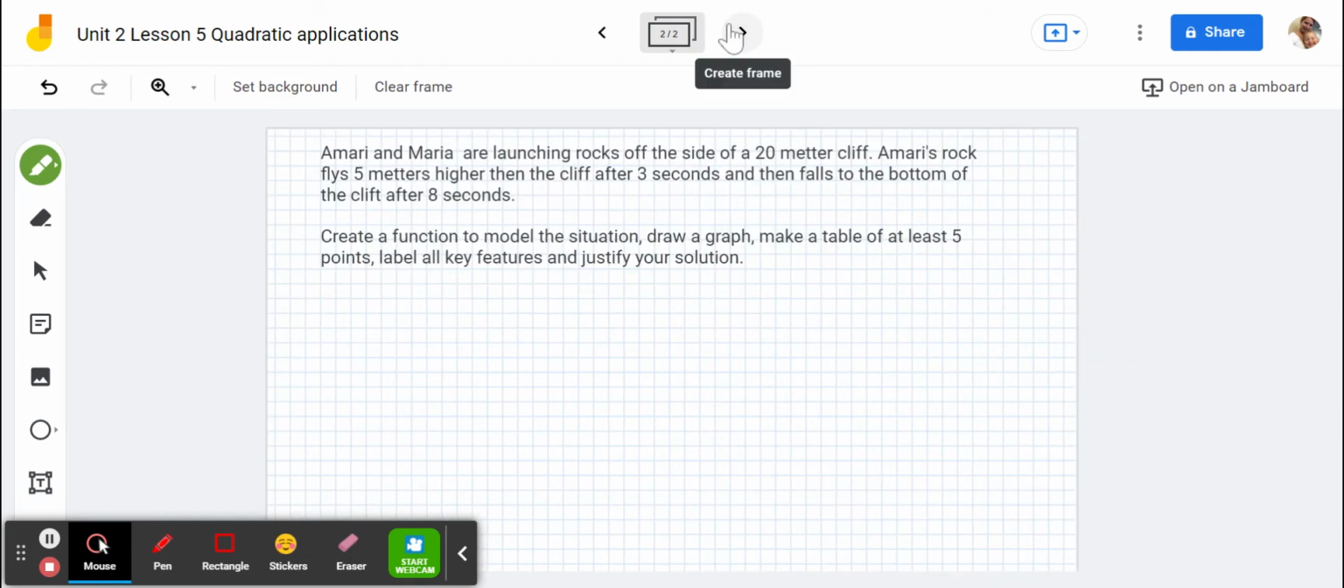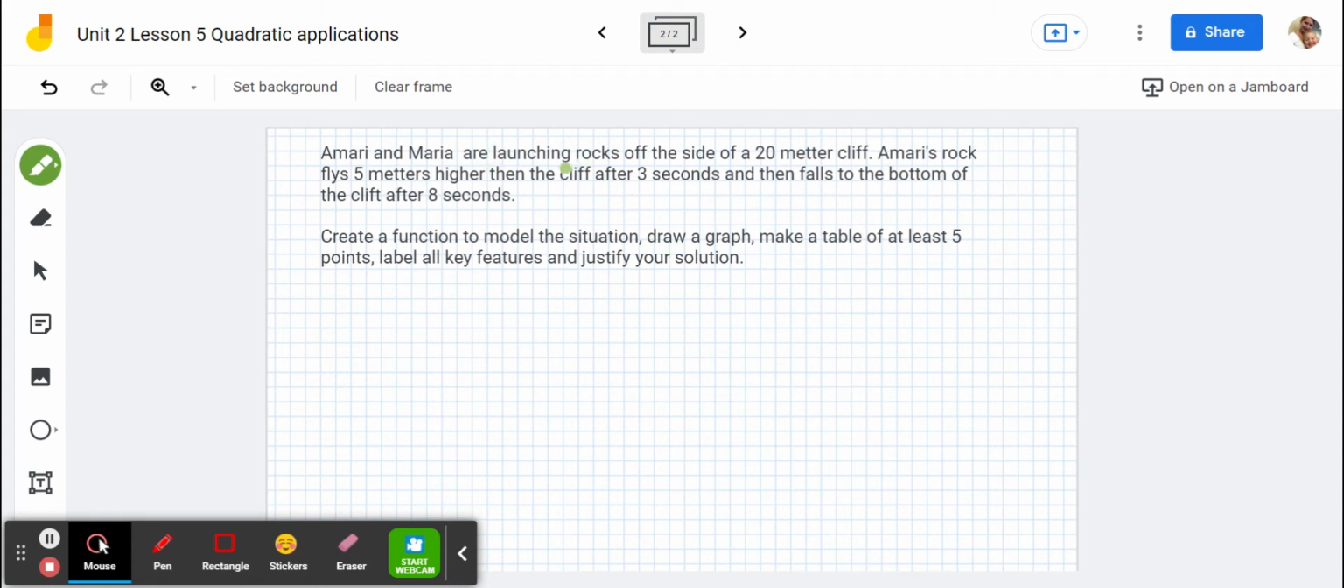So, let's move over here to a problem. Amari and Maria are launching rocks off the side of a 20-meter cliff. Amari's rock flies 5 meters higher than the cliff after 3 seconds and then falls to the bottom of the cliff after 8 seconds. Create a function to model the situation, draw a graph, make a table of at least 5 points, and label all key features and justify your solution. All right, it's a lot.